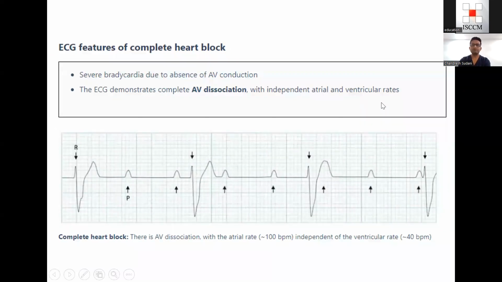Now, coming to the complete heart block. Here the complete dissociation is there, which is the dissociation between atrium and ventricle. So this complete AV dissociation means independently you will find a P wave and independently you will find a QRS complex. But if you see the correlation between this QRS complex and P wave, you will not have any kind of association. And that's why generally the ventricular rate will be less, while the atrial rate will be more. So you will find more P waves than QRS complexes. So this is the complete heart block.